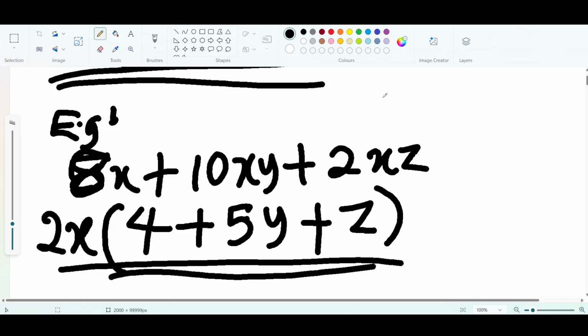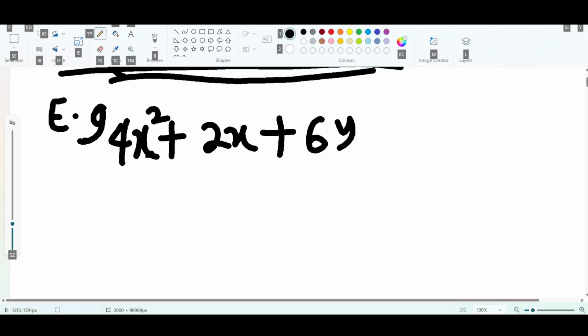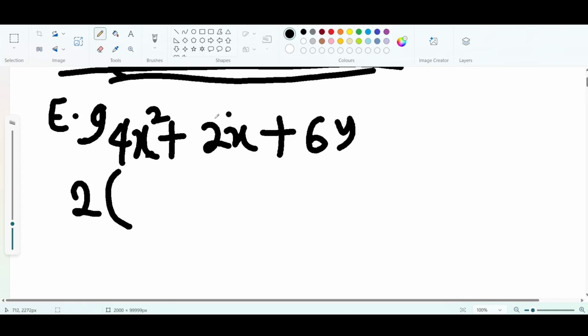So let's see another example. In this example, we'll see that this is 4x squared plus 2x plus 6y. So we see that 2 is common in terms of the coefficients. 2 is common between them. And also, if you look here, there is nothing more that is common except the 2. So in that case, we'll just bring out the 2. We'll open the brackets. We say 2 in 4x squared, we are going to be left with 2x squared.